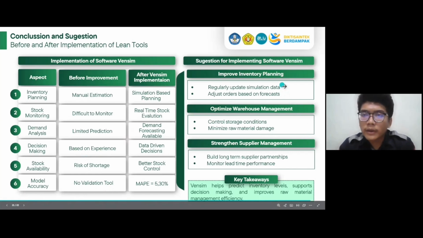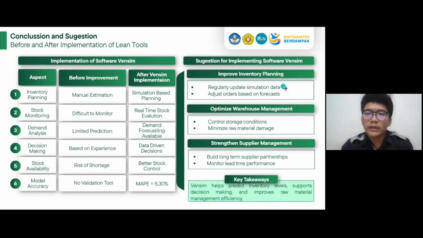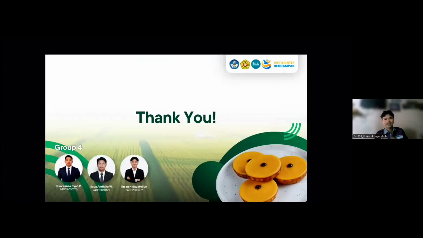Suggestions for implementation of VENSIM software: improve inventory planning, regularly update simulation data, adjust orders based on forecast. Optimize warehouse management: control storage conditions, minimize raw material damage. Strengthen supplier management: build long-term supplier partnerships, monitor lead time performance.